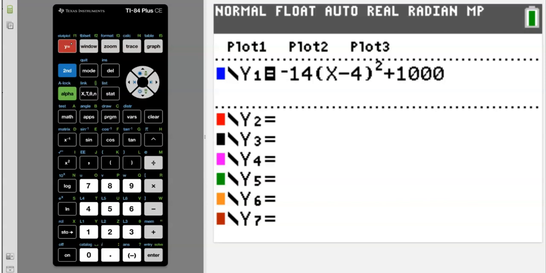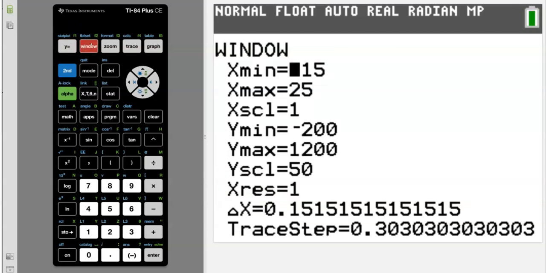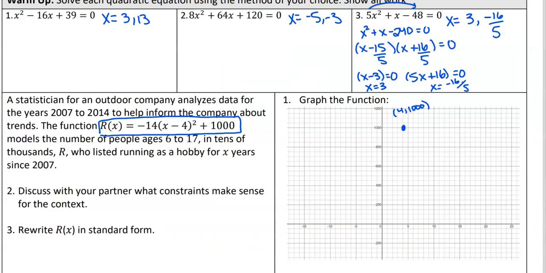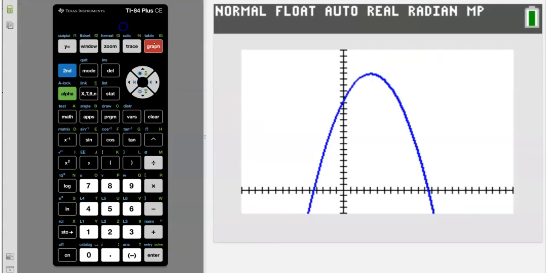Okay? Check your window. We go from negative 15 to positive 25. And then our y's are going from negative 200 to positive 1,200. We're counting by 50s because if you look at the scale on your notes, that's how they are counting. Right? There's 1, 2, 3, 4 spaces between 0 and 200. So they're counting by 50s. Now push graph. Okay?